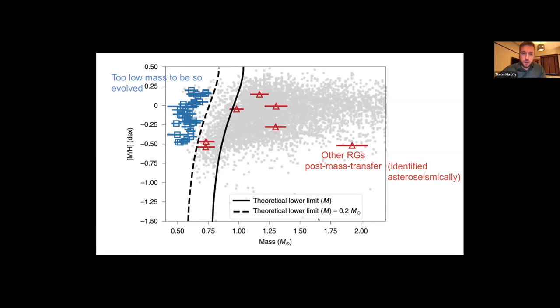And then in red here are, I think it's 7 red giants that have measurably different core masses from what you would expect if they were single stars. So that's also an astroseismic identification. So that just sort of addresses that query that came up yesterday about whether you can detect whether red giant branch stars have transferred mass or whether they've evolved as single stars.